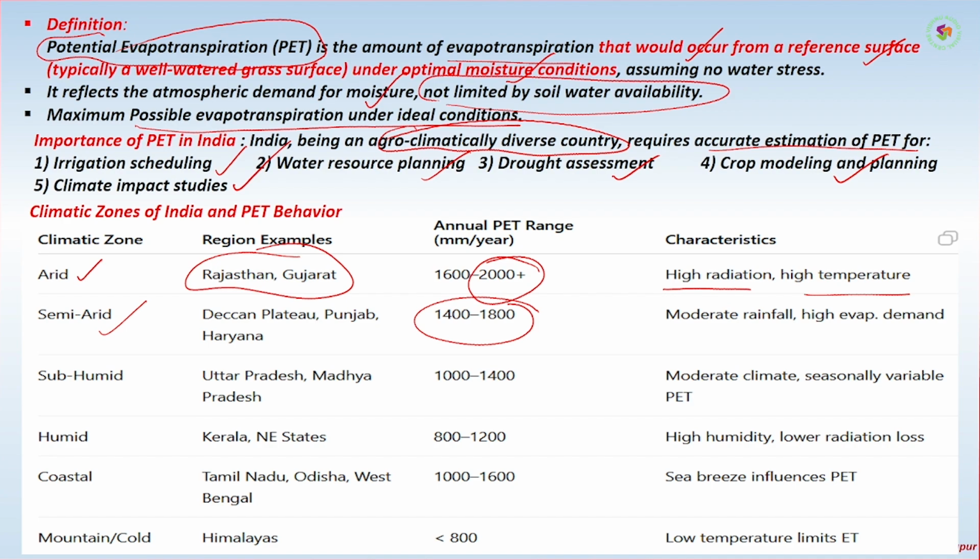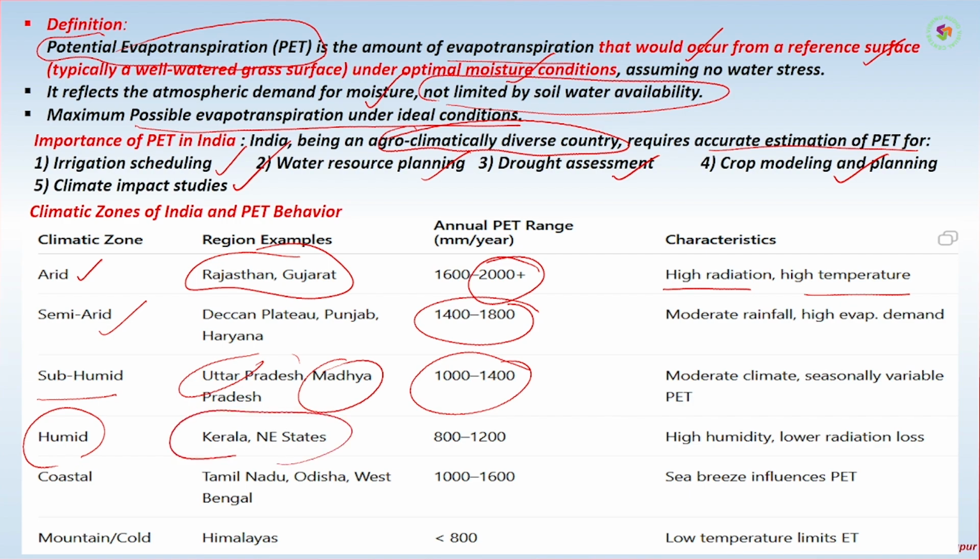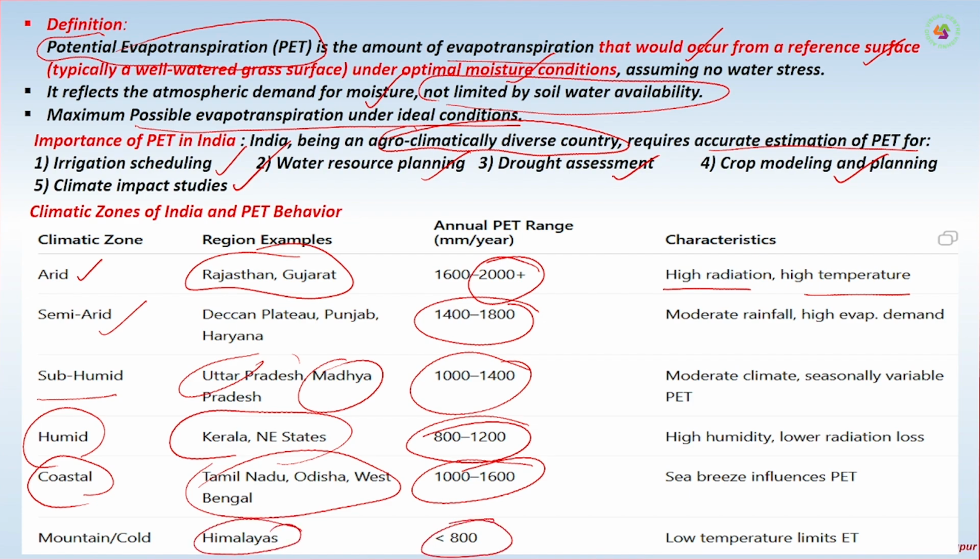Whereas if you come to the sub-humid region, not humid, so Uttar Pradesh, Madhya Pradesh, these regions are still lesser than that. If you go to humid regions, Kerala, the northeast states, where rainfall is high, it is 800 to 1200. If you go to the coast, naturally humidity is more here also, Tamil Nadu, Orissa, West Bengal, around 1000. But if you go to the mountains, Himalayas, less than 800.